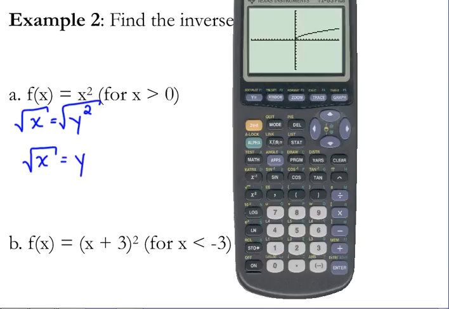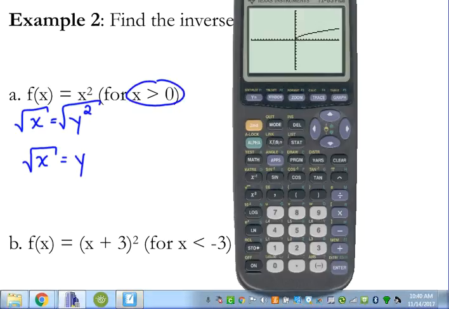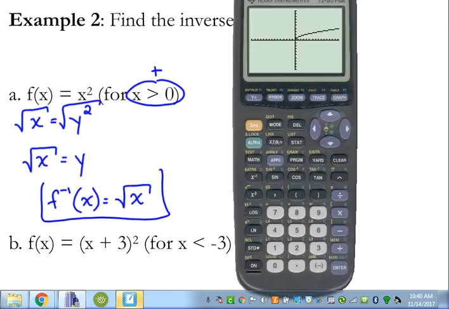So here's where that inequality comes into play. It says for x is greater than 0. So when x is greater than 0, is that positive or is that negative? It's positive. So we are only going to consider the positive square root of x for this inverse function right here.